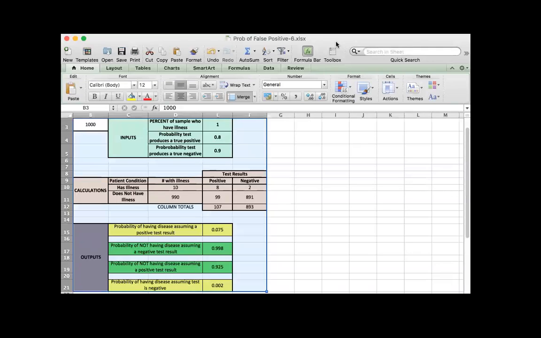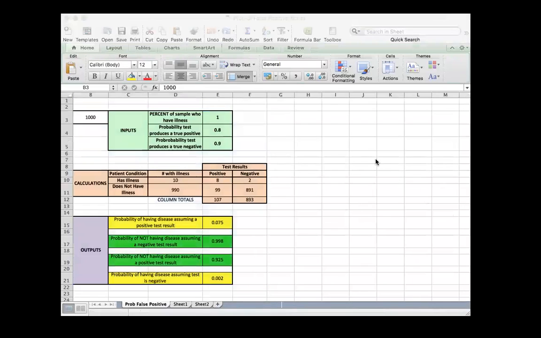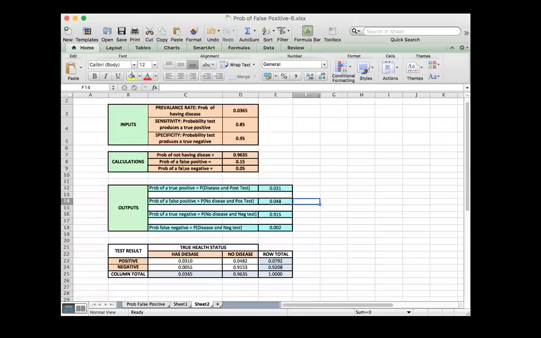So is that what you were looking at? The one I have looks a little bit different. For the calculations, it just says probability of not having disease, probability of a false positive, and probability of a false negative. I mean, it looks similar to that, and then the outputs. Oh wait, that's it. That's the one. Okay, so that's the one I gave you. Yes.